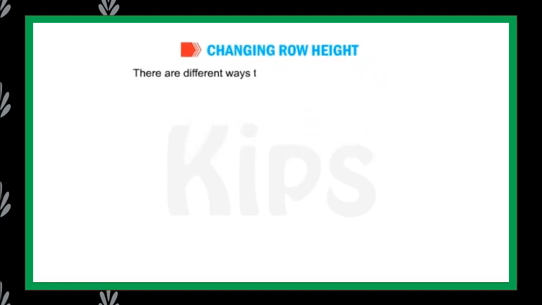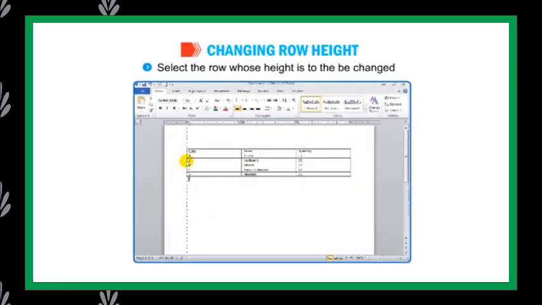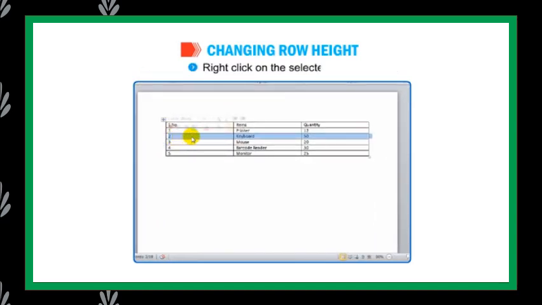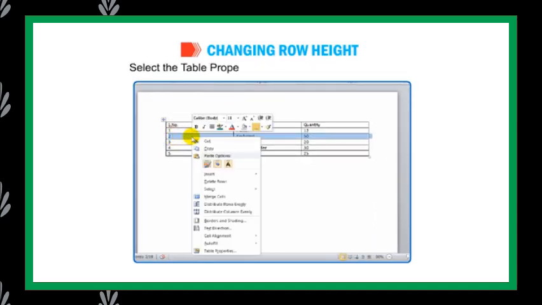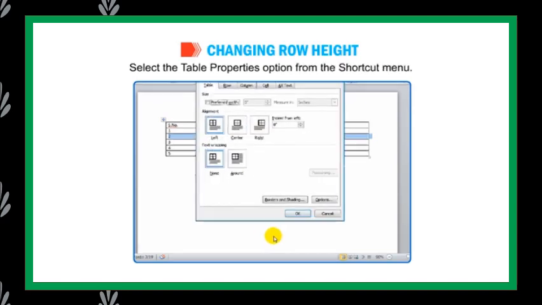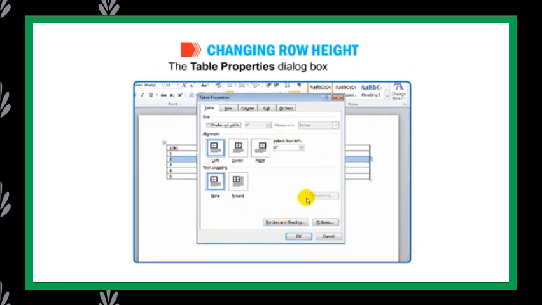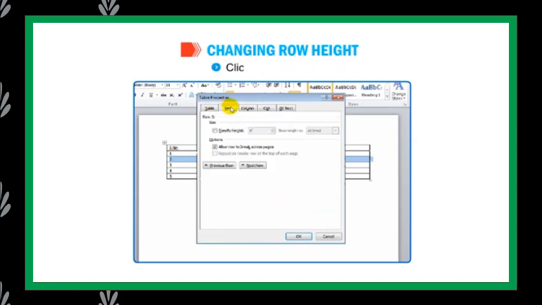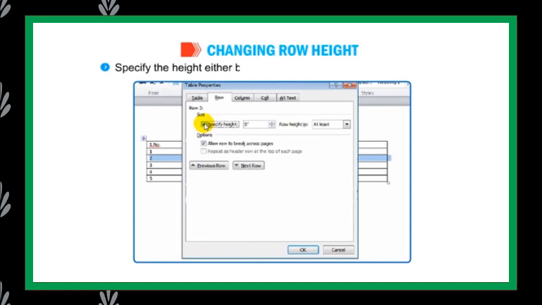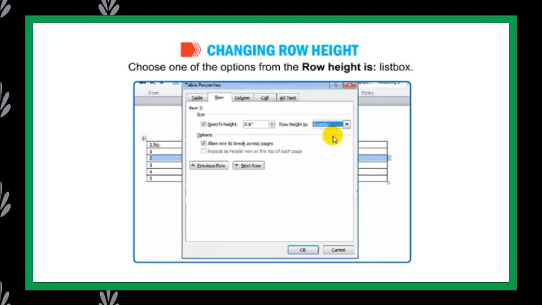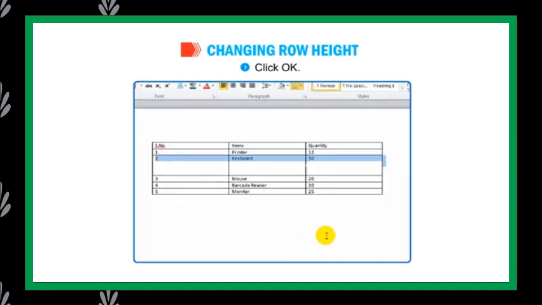There are different ways to alter the row height in a table. Select the row whose height is to be changed. Right-click on the selected row. Select the Table Properties option from the shortcut menu. The Table Properties dialog box appears. Click on the Row tab. Select the Specify Height checkbox. Specify the height either by typing or clicking the spin arrows. Choose one of the options from the row height is List box. Click OK.